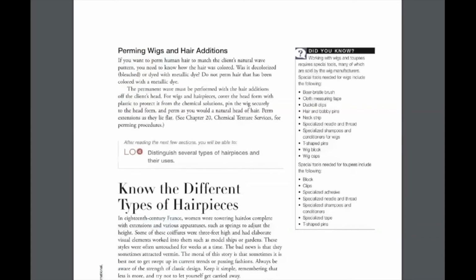Perming wigs can only be done on human hair. Do not do it on synthetic hair. Especially do not perm hair that has been subjected to metallic dye. You also want to perm the wig off of the head. So you put it on the wig block, and you want to cover the block with some form, cover it with plastic. You want to pin the wig to the head form, to the block, and perm as if you were perming a normal client's head that doesn't have a wig. So if you were perming a client with their own natural hair, you would follow the same steps, the same process as if you were to do it on a human.